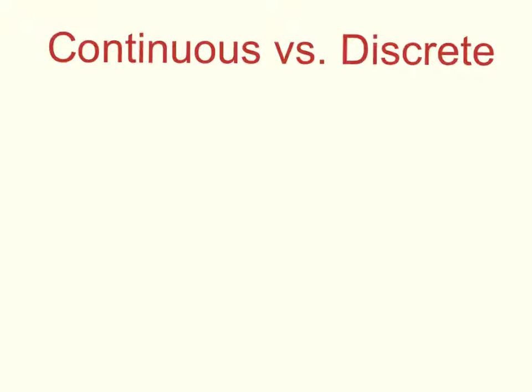So we have continuous versus discrete graphs. A continuous graph is a graph that you can draw without taking your pen or your pencil off the paper. So that means it includes fractions and it includes decimals and stuff like that. Basically, if you can start it in one spot and wherever you end it, you didn't have to take your pencil off the paper, then it's continuous.